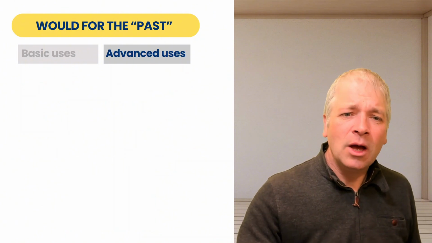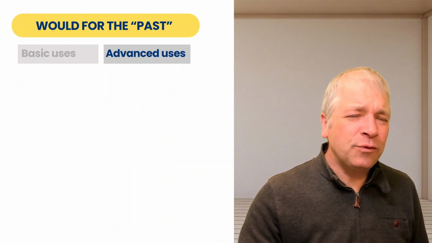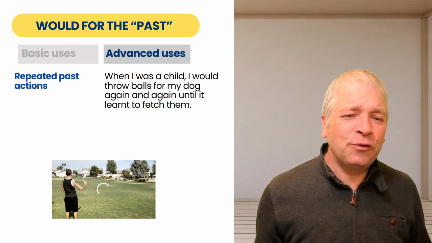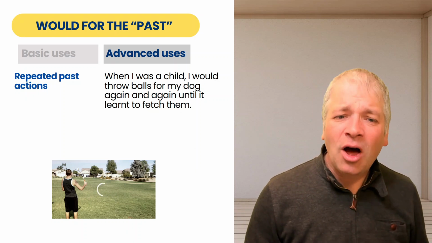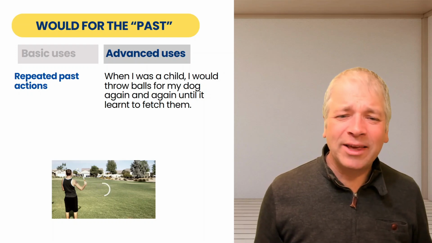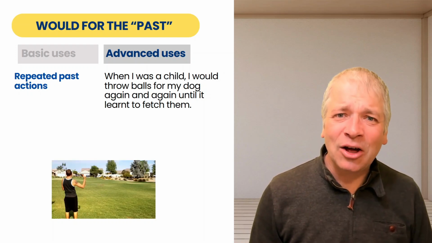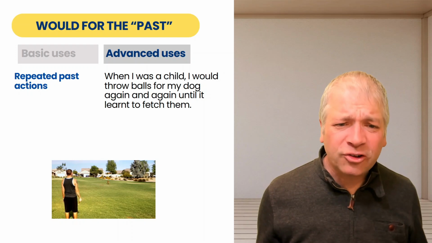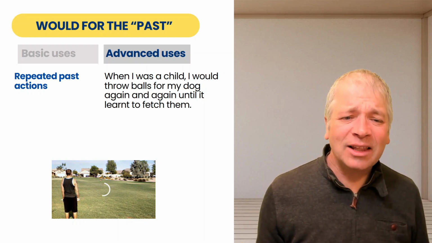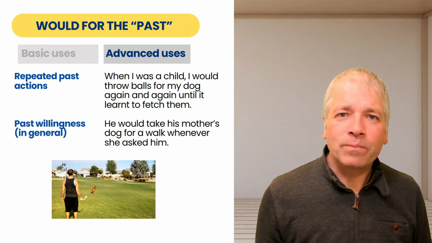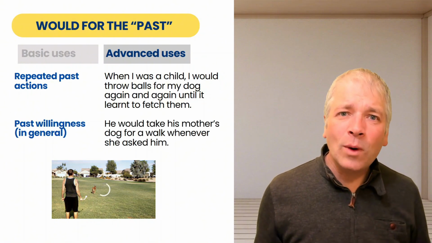There are other uses of would for the past as well, such as for repeated past actions. When I was a child, I would throw balls for my dog again and again until it learned to fetch them. Also for past willingness.